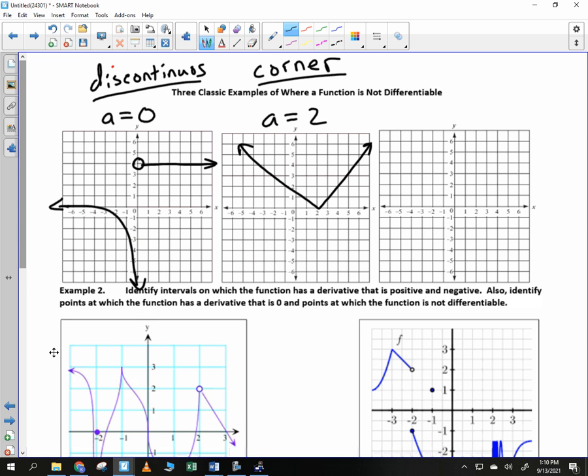Describe the derivative from the left. It is negative. Describe the derivative from the right. Positive. See how those are not the same? Actually, the derivative from the left has to be the same as the derivative from the right. It's another way to say it.